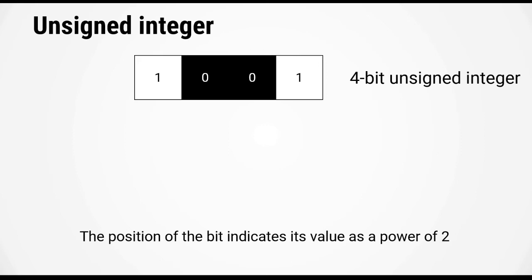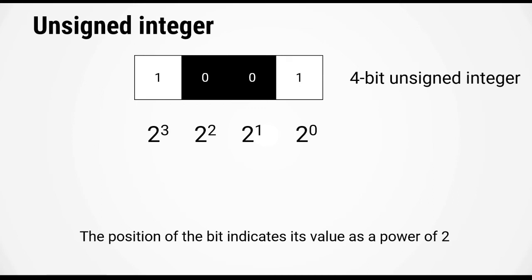So the rightmost bit here has a value of 2 to the 0, the next bit to the left has a value of 2 to the 1, then 2 to the power of 2, and 2 to the power of 3. Now, to get the value of the integer, you simply multiply the value of the bit by the power of 2 of its position, then sum up all the values. And remember, a true bit has an equivalent value of 1, and a false bit has an equivalent value of 0.